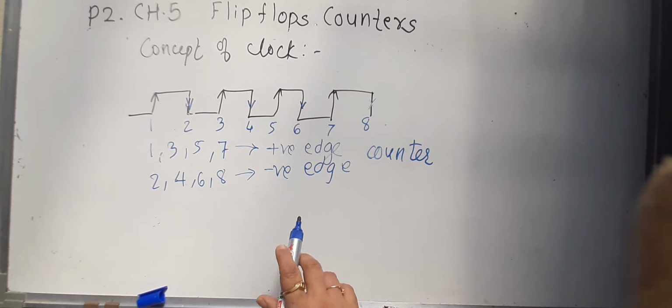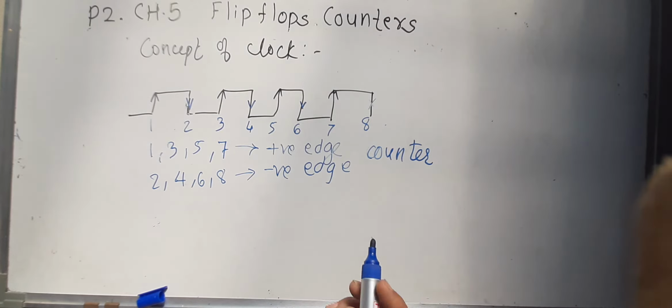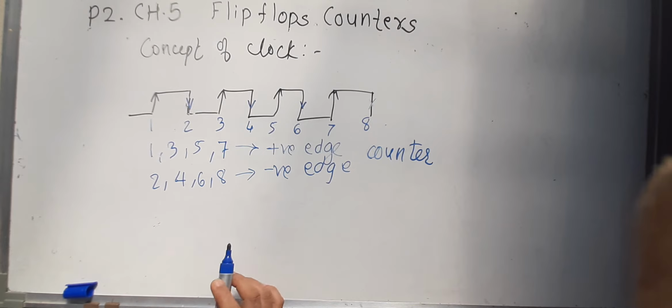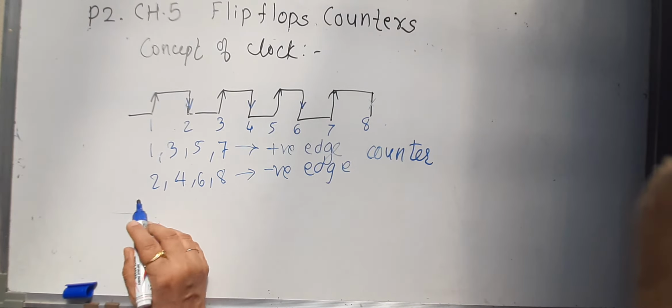Now it is necessary to convert this clock signal into spikes. Such a circuit is known as the edge trigger circuit. Now let's see how to convert the clock signal.